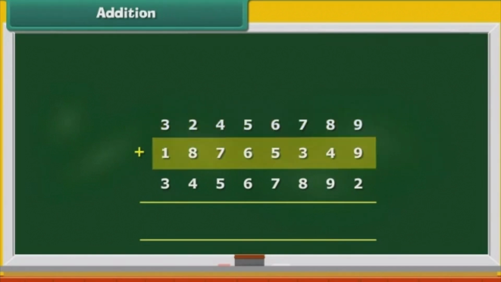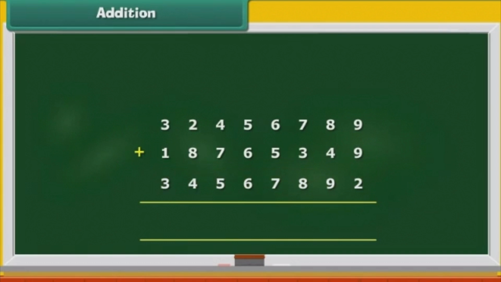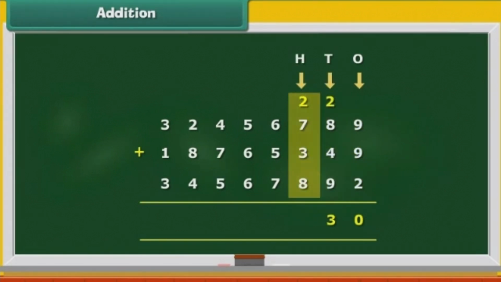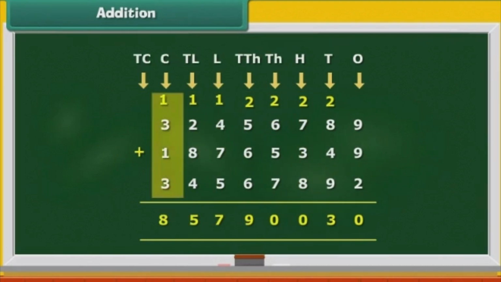32456789, 18765,349 and 345,67892. Draw the Indian place value chart. Arrange the numbers one below the other. Add the numbers. Start with the digits at the ones place. Then proceed to tens place, hundreds place, and so on. The sum is 85790030. Let us now look at a word problem of addition.